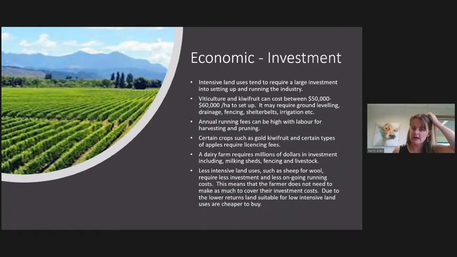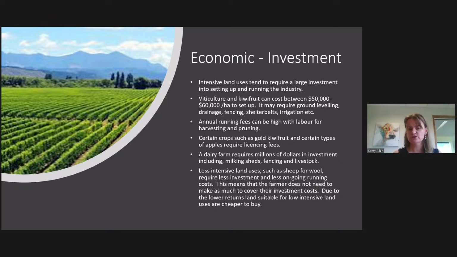Okay, so we've talked about investment briefly, but I just want to highlight that some crops have huge investments, such as viticulture and kiwi fruit. So they can be up to $50,000, $60,000 a hectare to set up because you have got drainage and you've got shelter belts and irrigation. You also need to purchase a license to grow gold kiwi fruit. And last year, gold kiwi fruit licenses were up to $500,000 a hectare. So this is huge investment, and so you need to be able to get returns from your investment.